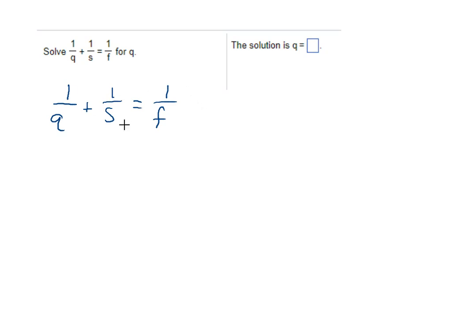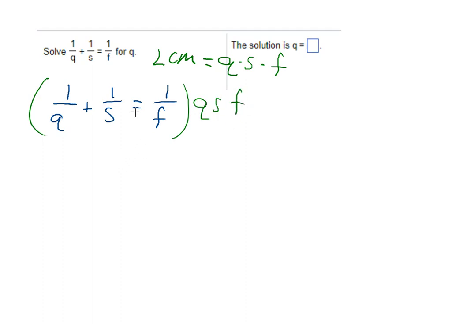The first step is to get rid of all these fractions by finding the common denominator, just like we did for the previous equations. So the LCM, we take each factor that occurs, which is basically just going to be each letter that we have here. So we have Q, we have S, and we have F. So that's going to be my common denominator. We'll multiply to both sides of the equation. So I do it in this way.